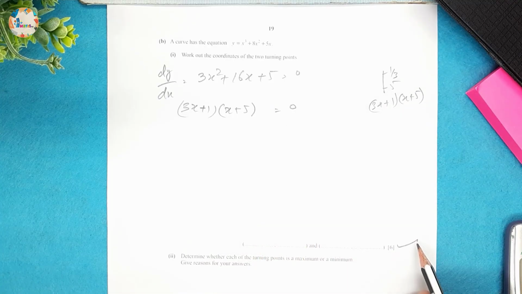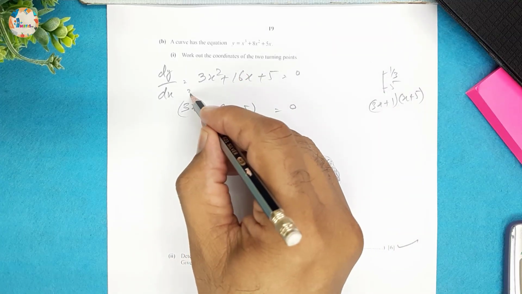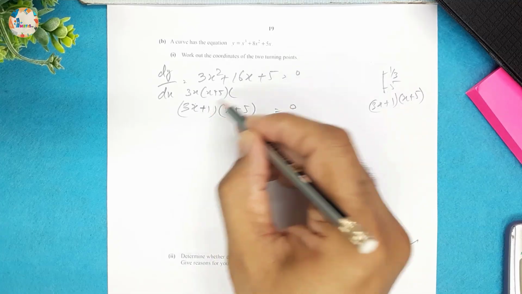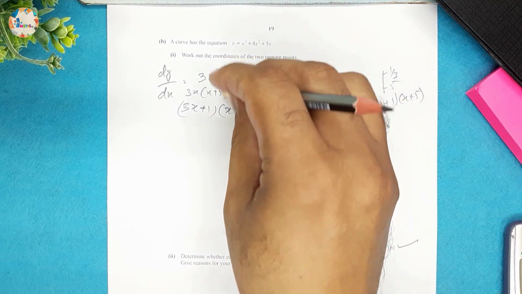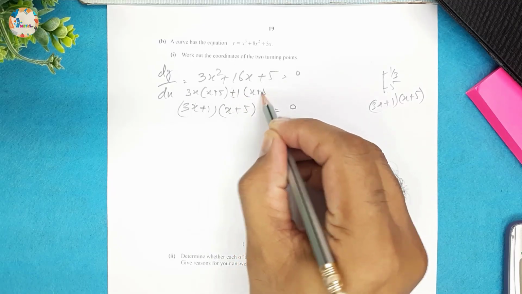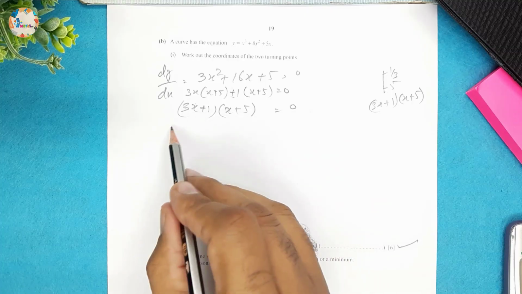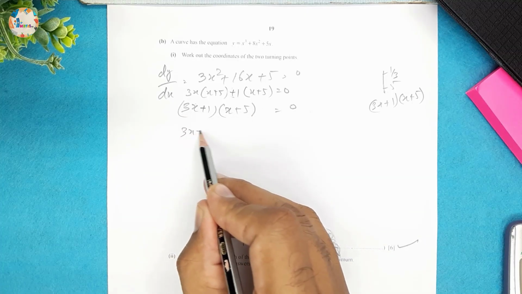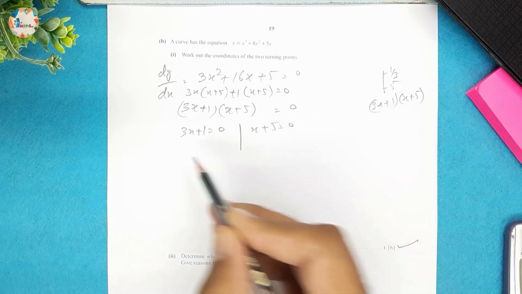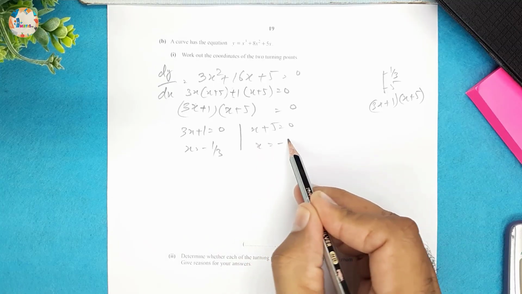Because this is a 6 marks question, we can write another step over here: 3x into x plus 5 and plus 1 into x plus 5 is equal to 0. That's all. Now there will be no deduction of marks. So 3x plus 1 is equal to 0, or x plus 5 is equal to 0. So x is equal to minus 1 by 3 and x is equal to minus 5.